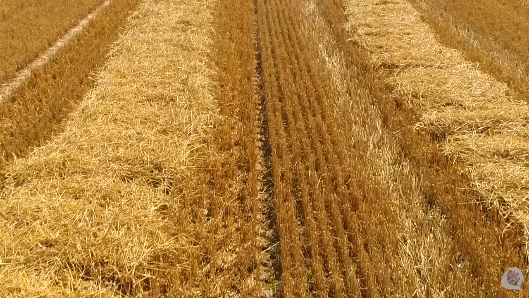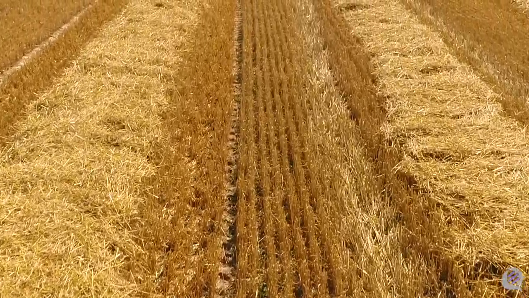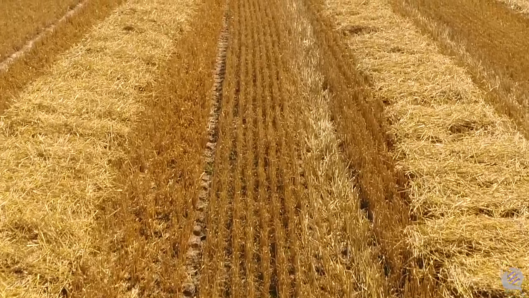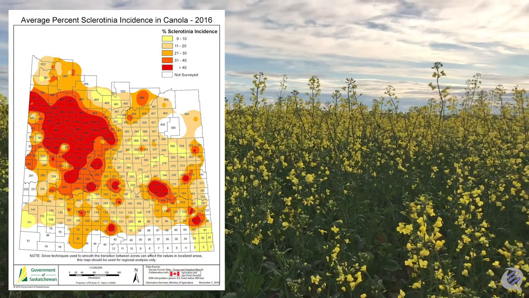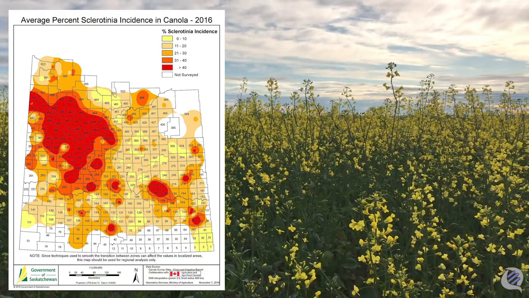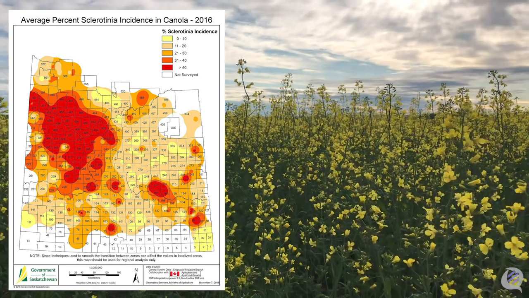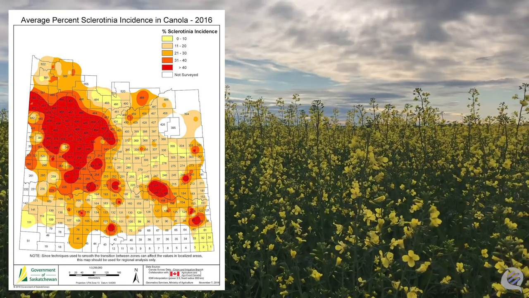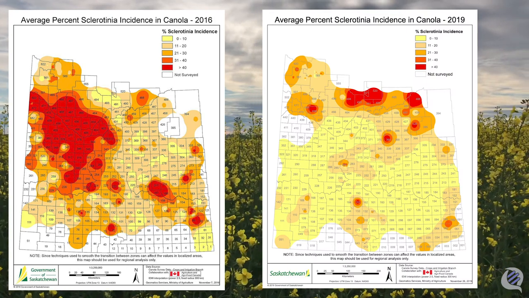Since 2016, the impact and prevalence that sclerotinia has had on Canada's canola yield has been significant. According to research conducted by the Canola Council of Canada in 2016, sclerotinia stem rot was widespread in canola across much of Western Canada, with over 90% of fields surveyed showing symptoms of infection. In the prairie provinces, the average percentage of plants infected of fields surveyed was between 14 to 30%, which resulted in approximately 15% yield loss.